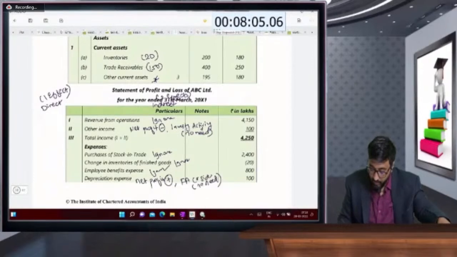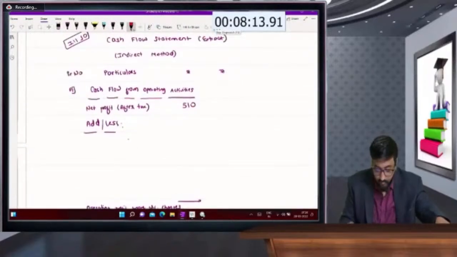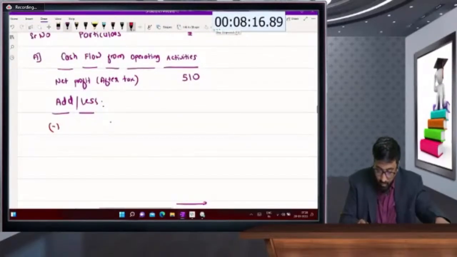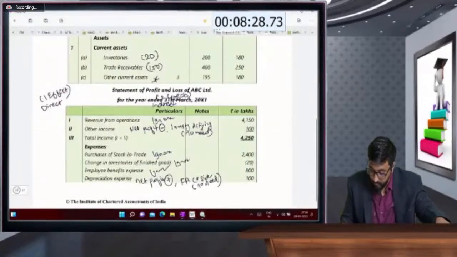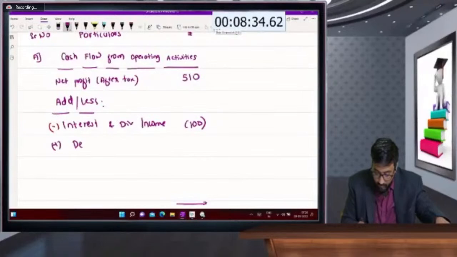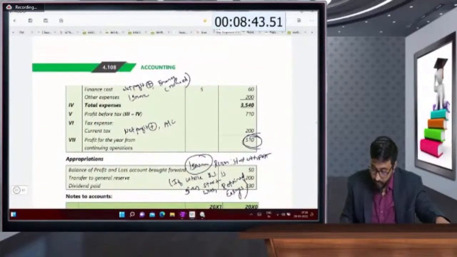Chalo. So now, ignore net profit, less interest and dividend income, line by line, less interest and dividend income, less 100. Then depreciation expenses add back, 100. Interest expenses add back.